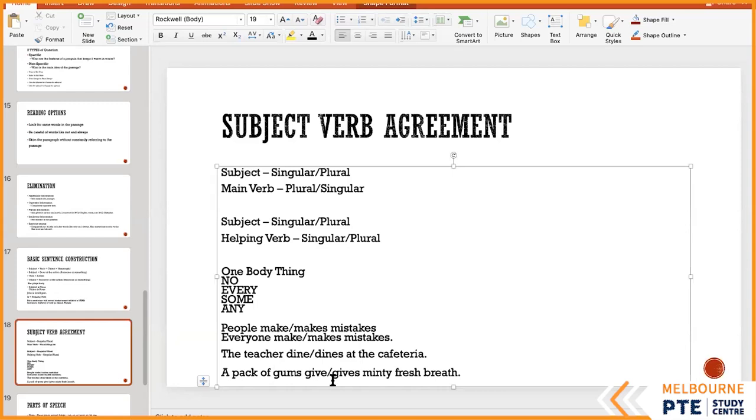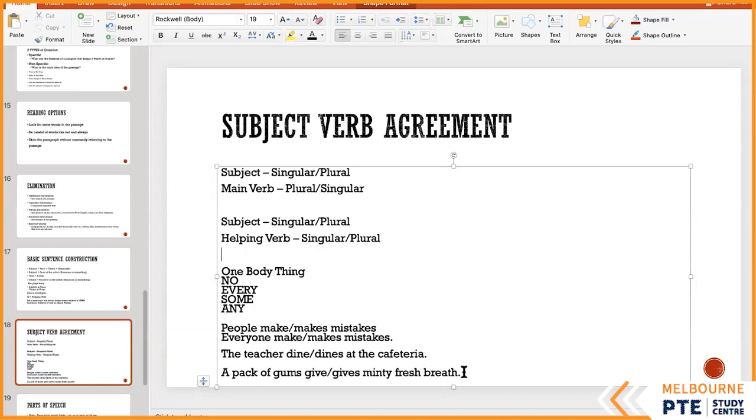Now that brings us to an interesting question, right? We have been looking at main verb. What about helping verb? For helping verb, the rule is opposite. If my subject is singular, my helping verb should also be singular. So, she are smart or she is smart? She is. Why? Because my subject is she, singular. My helping verb should also be singular.